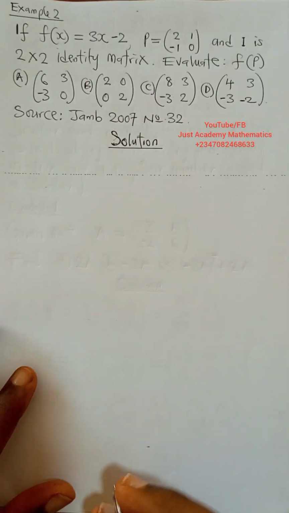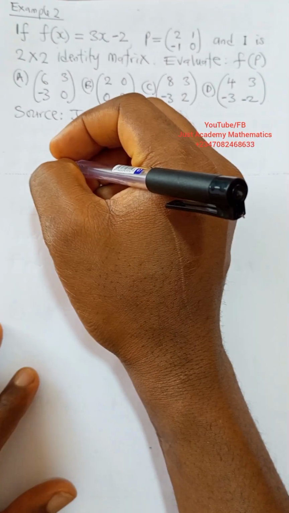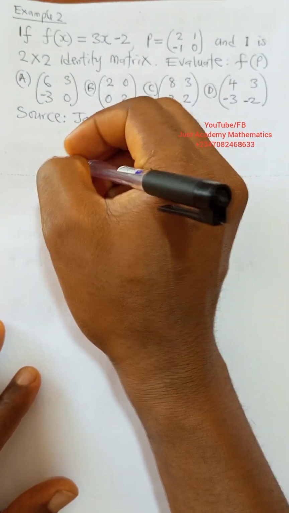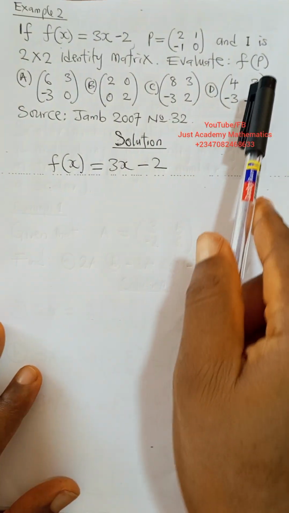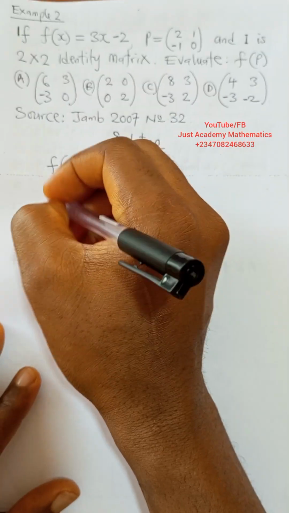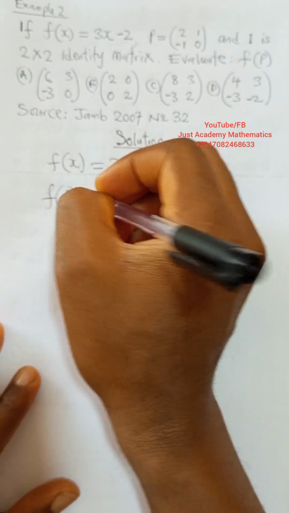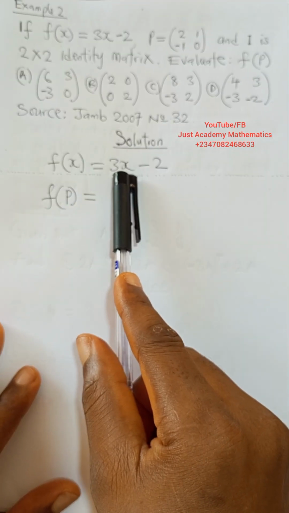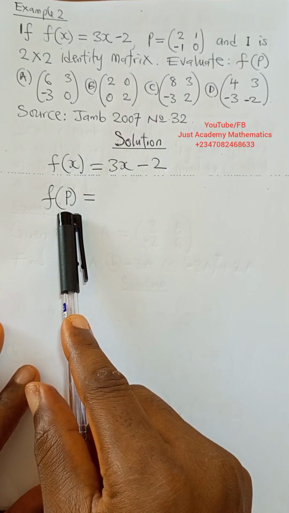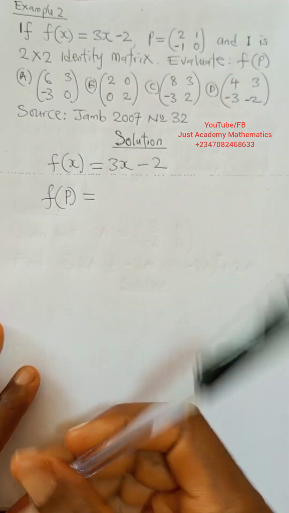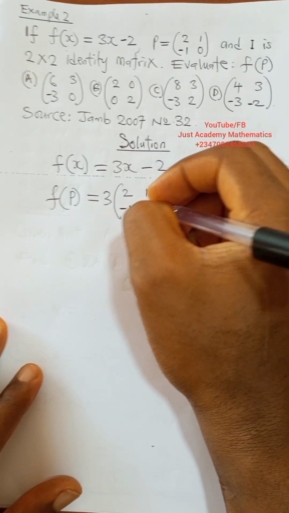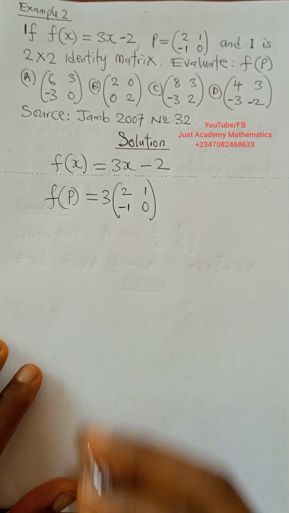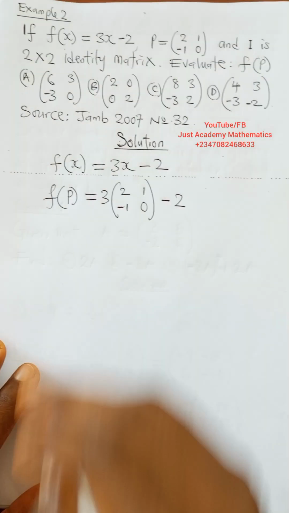Now, it's very simple. Look at what we're going to do. Remember that f of x is equal to 3x minus 2. But they want us to find f of P. f of P simply means anywhere you see x, we replace it with P. And what is matrix P? It is 2, minus 1, 1, 0. Does that make sense? Now, minus 2.